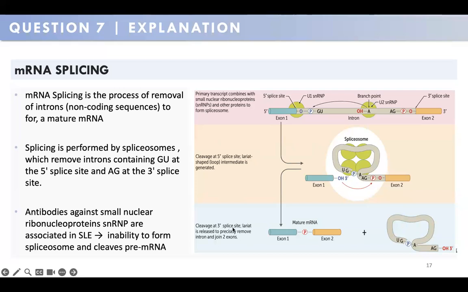So the cleavage at the 3' side, then the lariat is going to be released, removing the introns and joining of the 2 exons. And antibodies against these small nuclear ribonuclear proteins, or SNRPs, are associated with SLE, leading to inability to form the spliceosome and cleavage of the pre-mRNA.